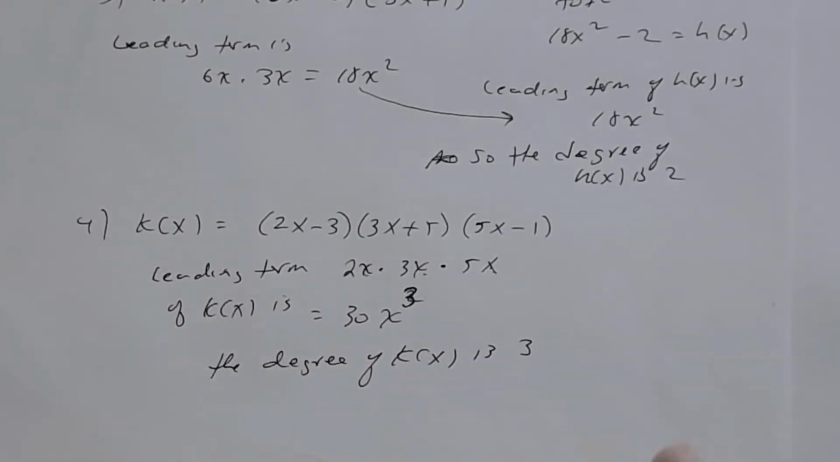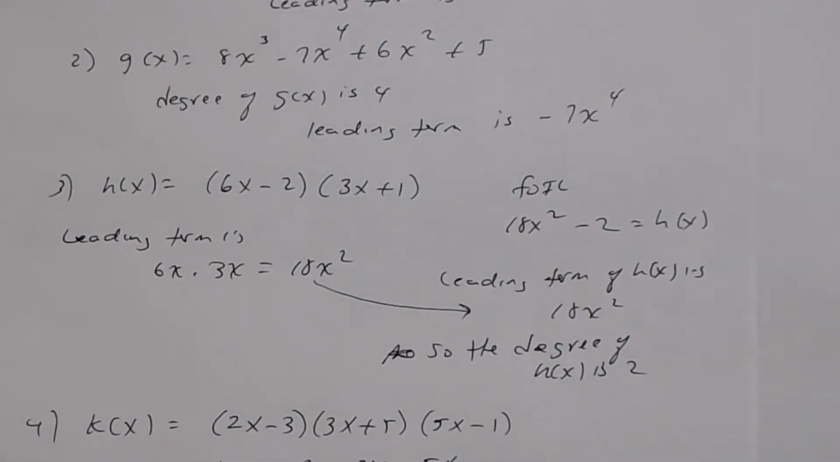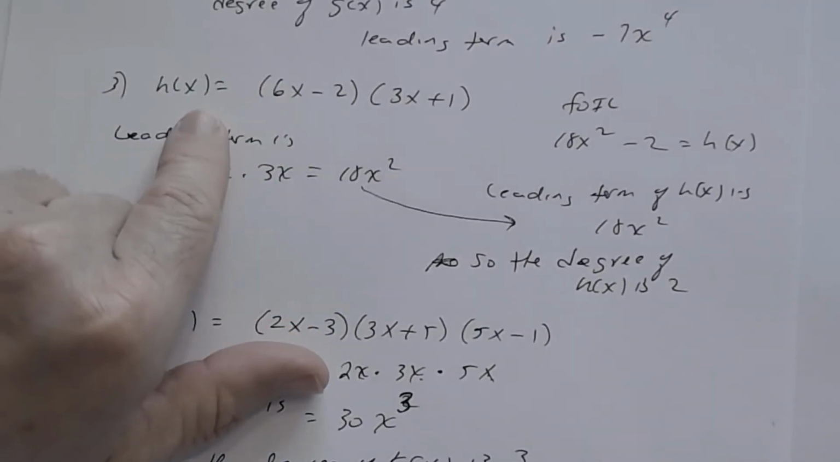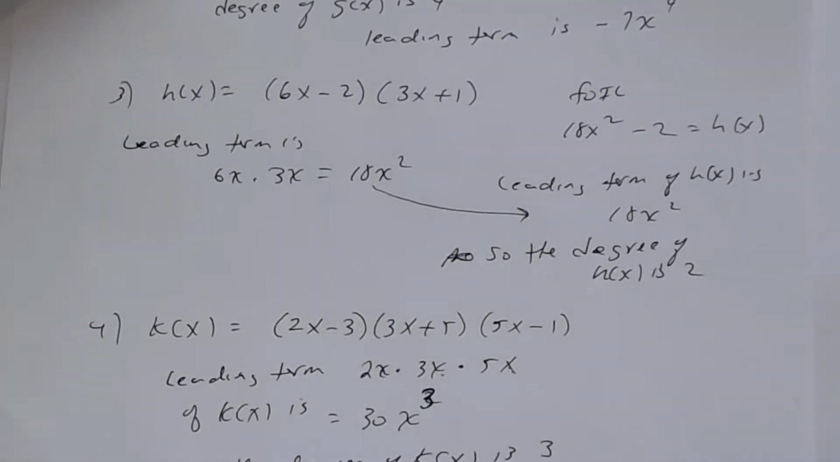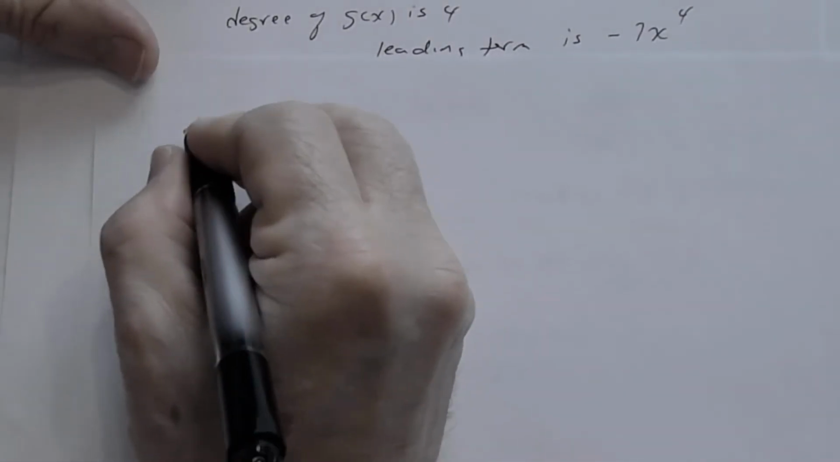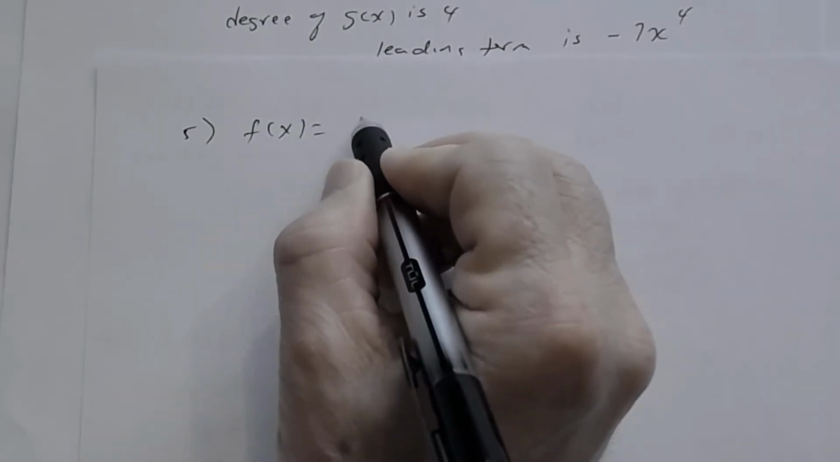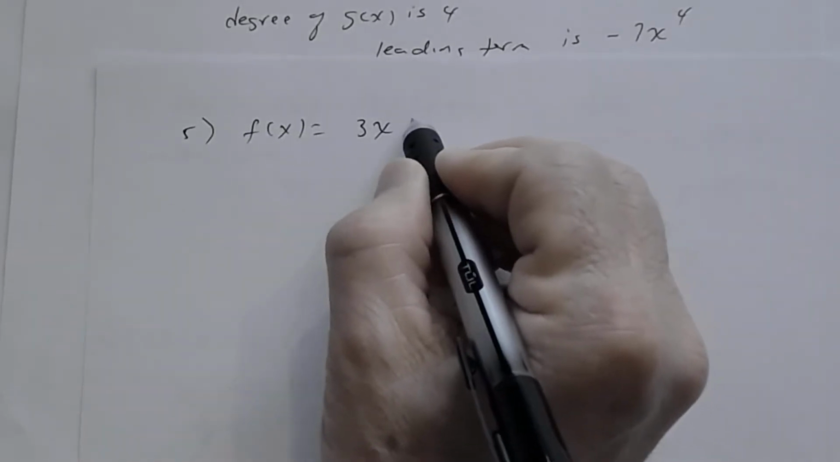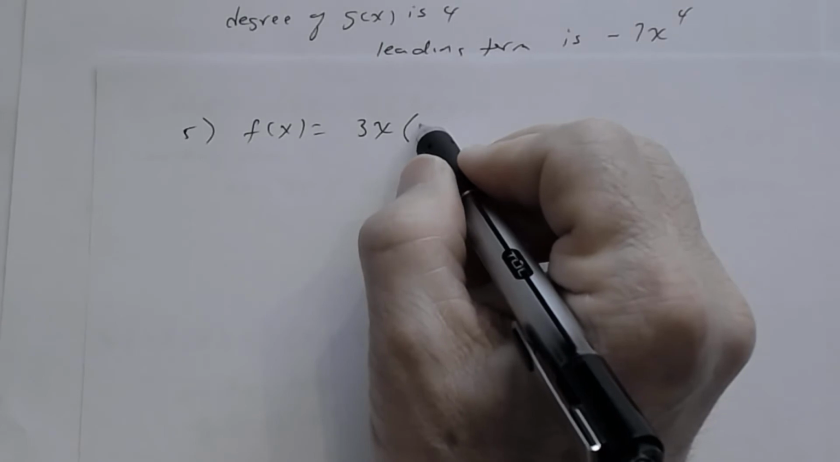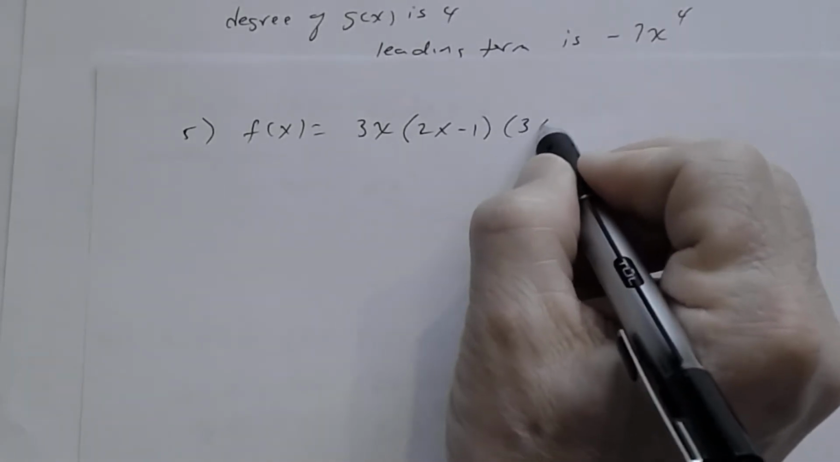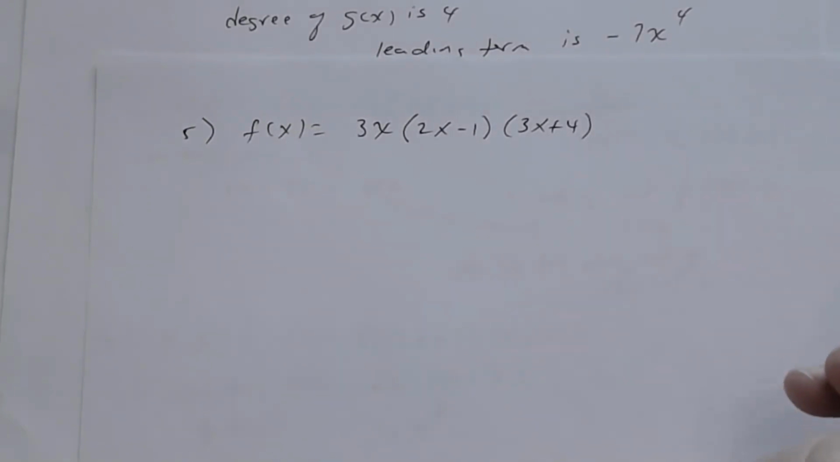All right? Okay, now let's look at this one. So let's have one more, and I think you'd be fine with finding the degree and the leading term of a polynomial in factored form. Okay, so let's do number 5. Let's suppose we had f of x is 3x times 2x minus 1 times 3x plus 4. Let's say we had that.